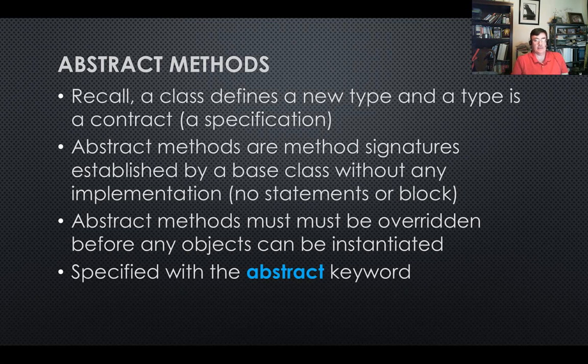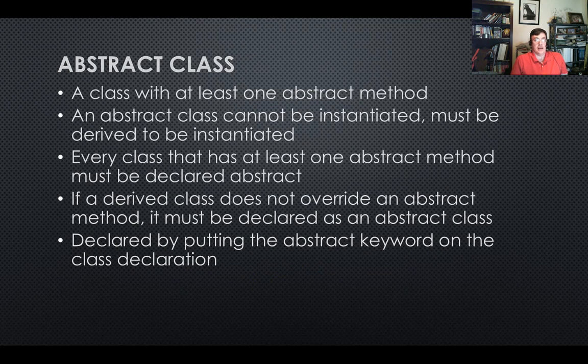And we specify an abstract method with the abstract keyword, so that's another reserved word. An abstract class is a class that has at least one abstract method. Obviously, if the class declares that it has to have a specific method, but it does not provide any implementation of that method, we cannot instantiate the class until we derive a subclass from it. Then we can instantiate the subclass, but we still can't create instances of the parent abstract class.